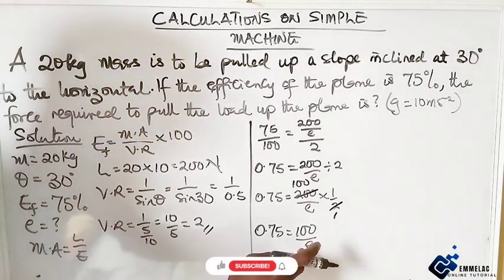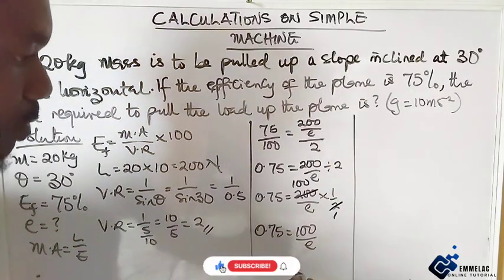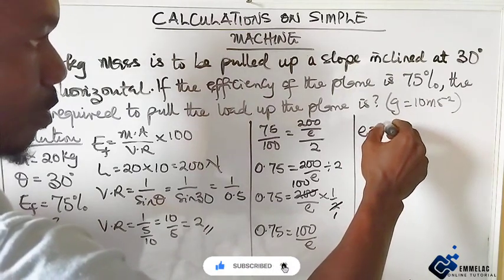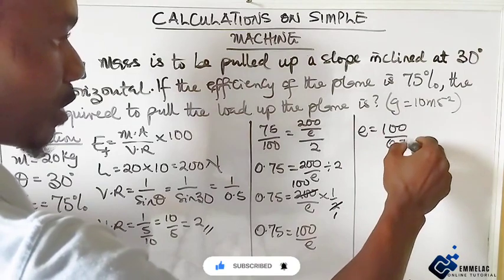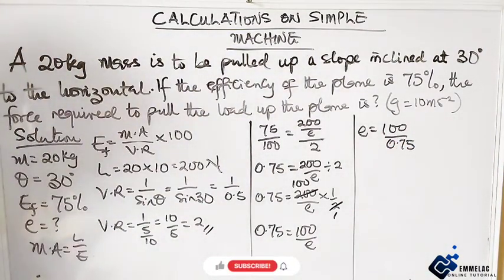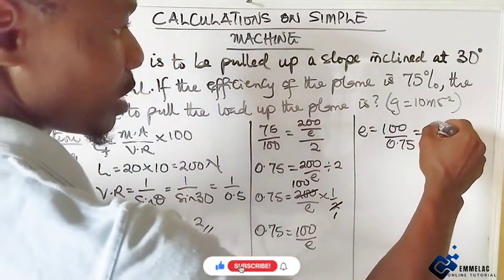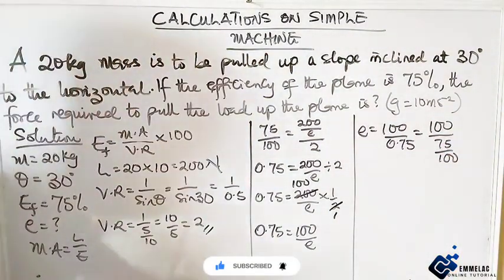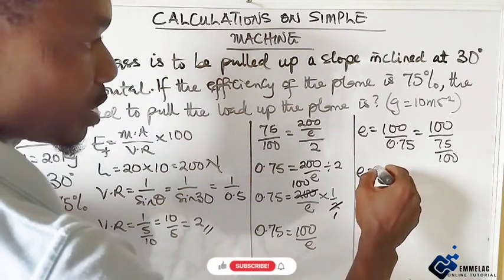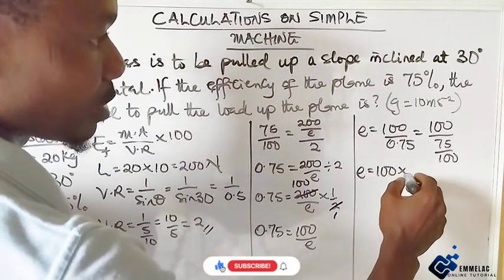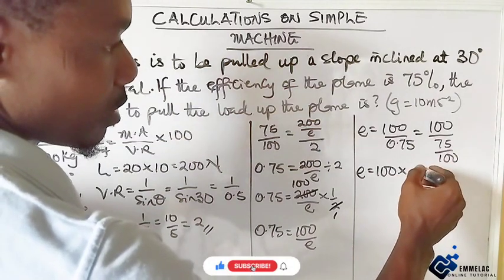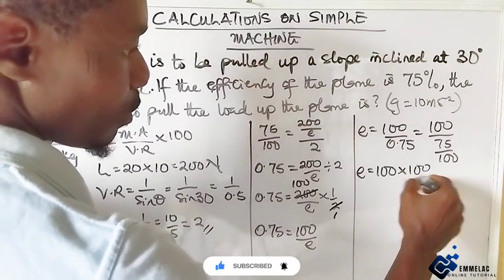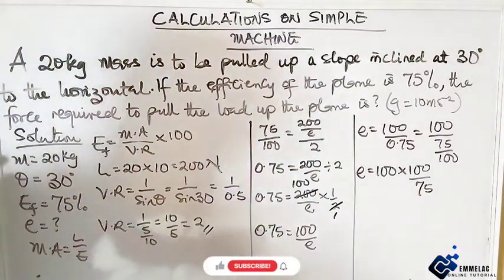Alright, so here we can just cross multiply. By cross multiplying, we have that E equals 100 over 0.75. This is 100 over 75 over 100. Because I just want to use the calculator, here you can proceed further, changing this, you have 100 over 75.